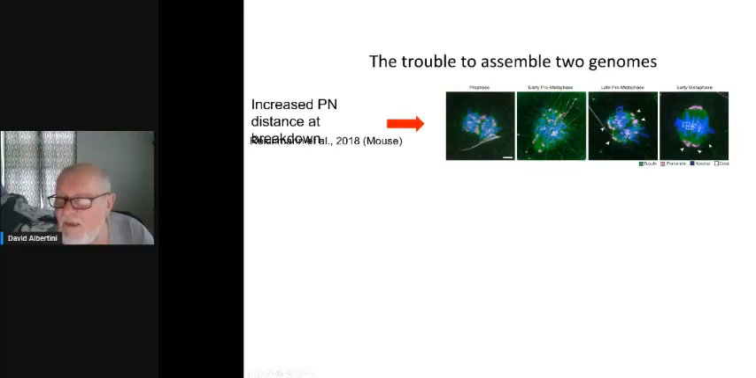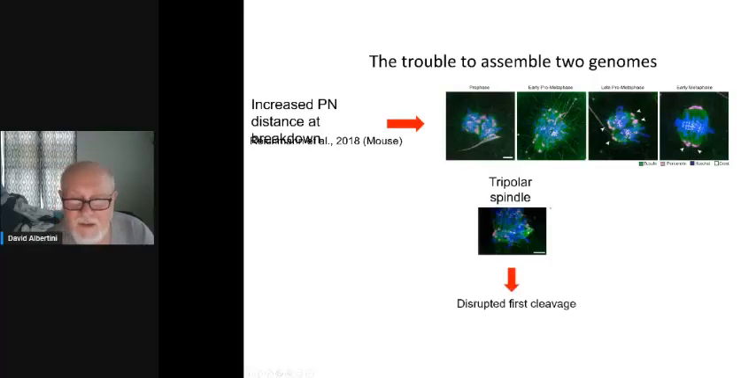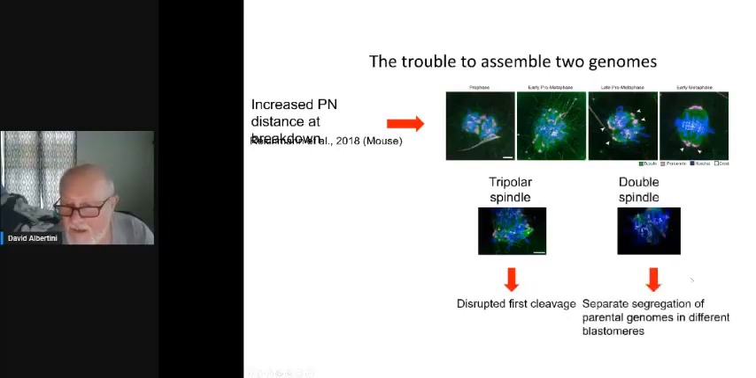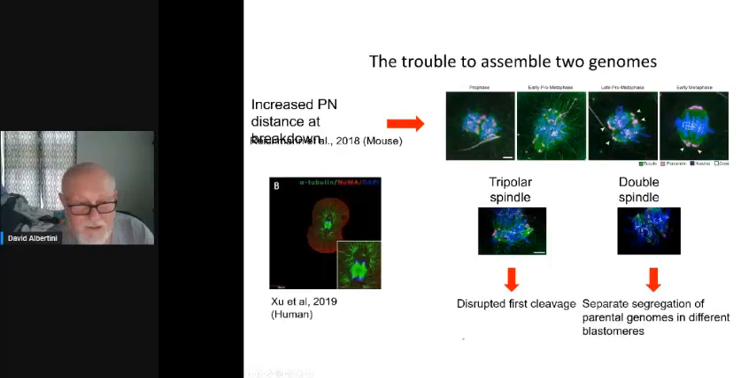If you don't have appropriate management of these maternal factors that organize the poles of the spindle, you could very, very likely result in a tripolar, even quadrupolar spindle, which means starting off life. Here's an example of a tripolar spindle. Starting off life with a serious disruption in the segregation of parental genomes.